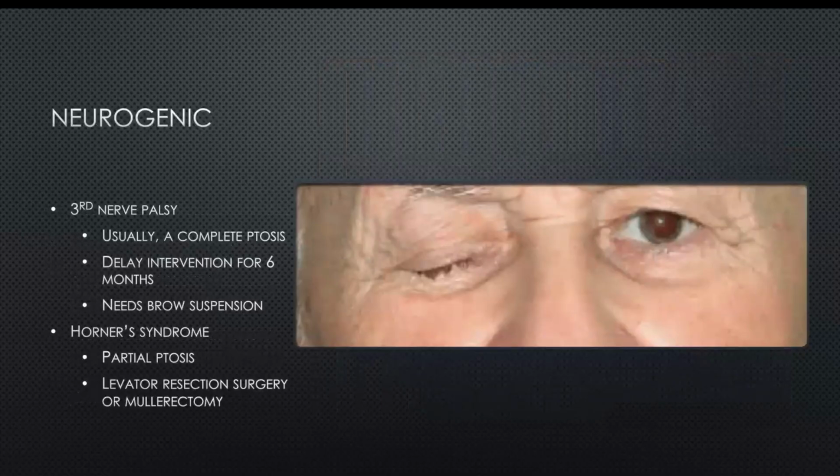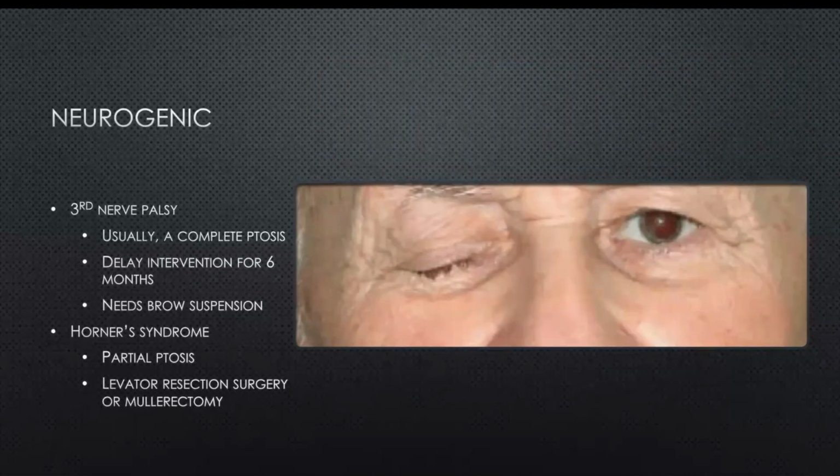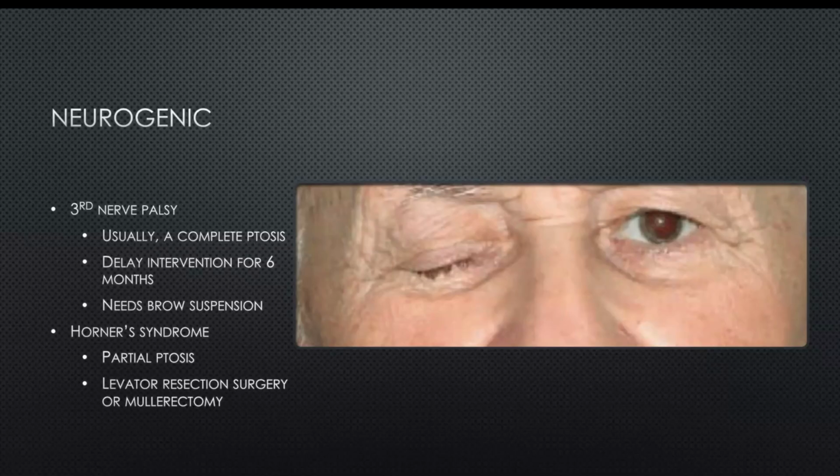Neurogenic is usually to do with your nerve supply. A third nerve palsy is typically a complete ptosis. You don't want to intervene immediately, because you want to give it 6 months. You might then find some disinnervations, for example, and you want to see how the patient resolves. With ischemic third nerve palsies, there are patients who do resolve by themselves, so you want to wait. These are patients that typically need brow suspension because they essentially have no levator function at all.